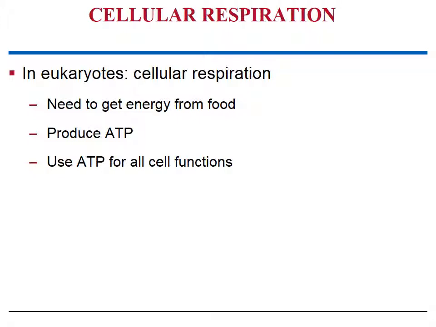So cellular respiration occurs in both plant and animal cells, but I'll use the animal cell as our model as we go through this. So animals have to constantly get energy from food. So we have to keep eating. We have to eat every day so that we can make the specific energy molecule called ATP.